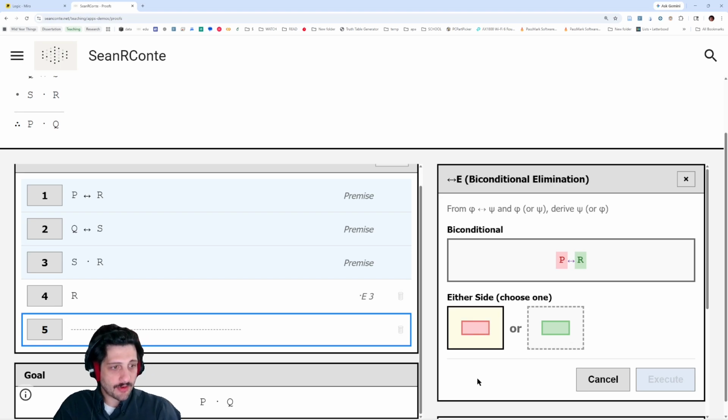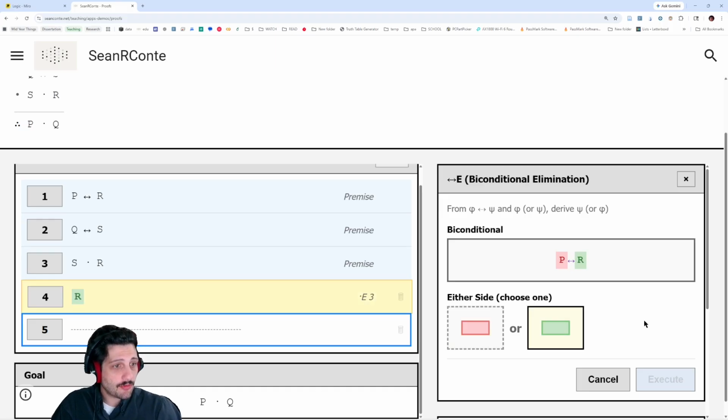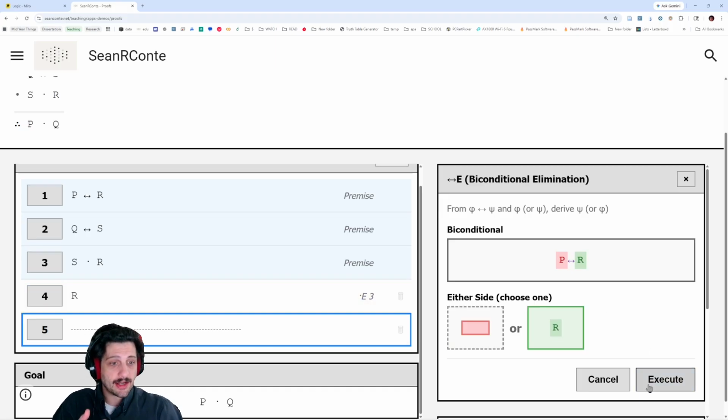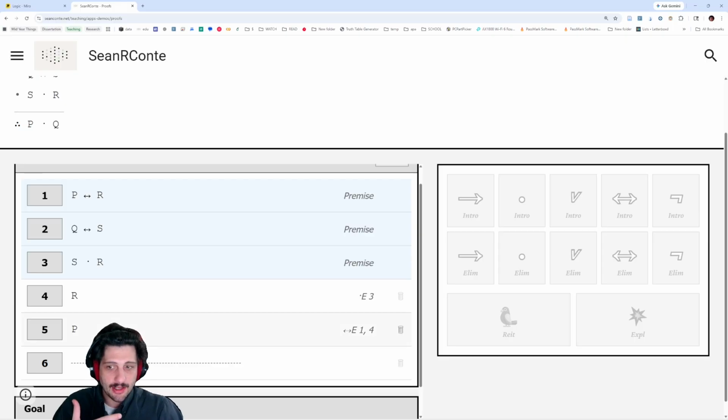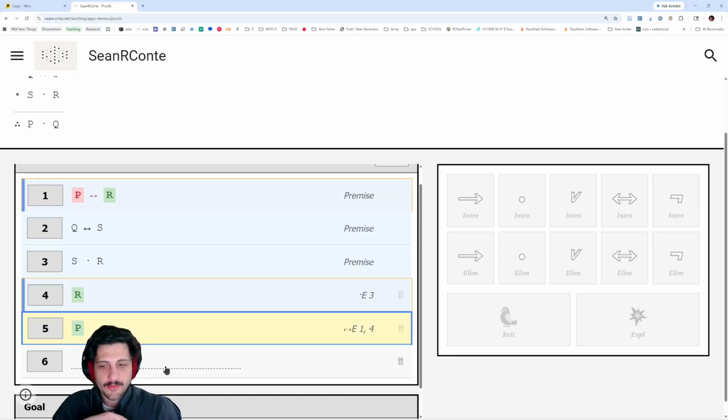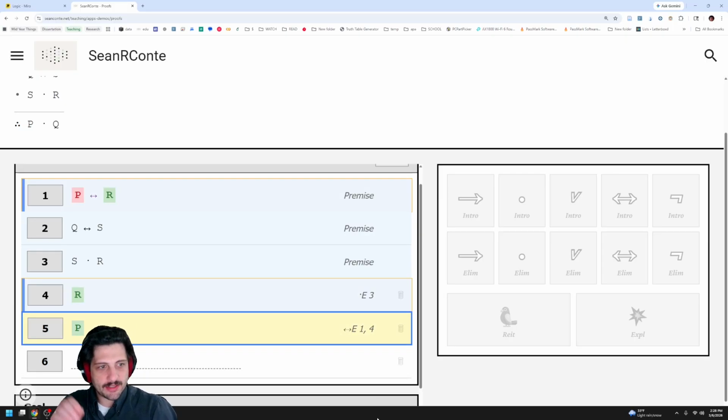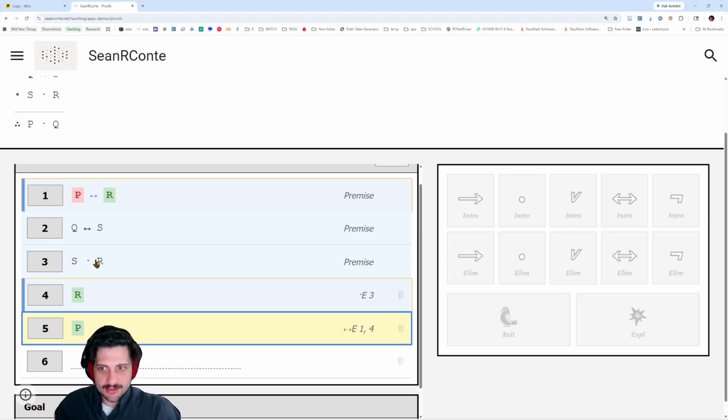If I click the left, right, nothing matches the left-hand side of my biconditional. But clicking the right, no, I do have the right-hand side of my biconditional. I execute and I get my P, right? And right now the highlighting is off, this P should be red, but the idea is that this P just comes from doing a biconditional elimination from R and P if and only if R.